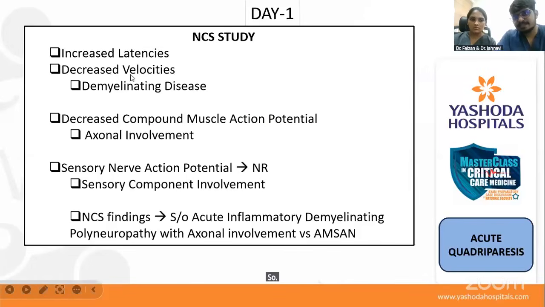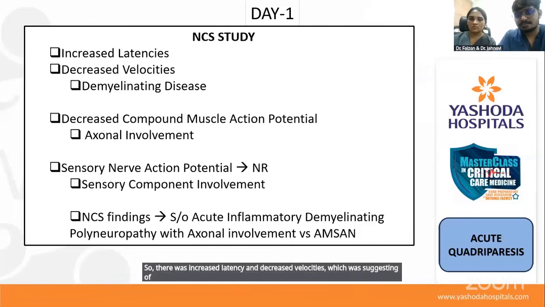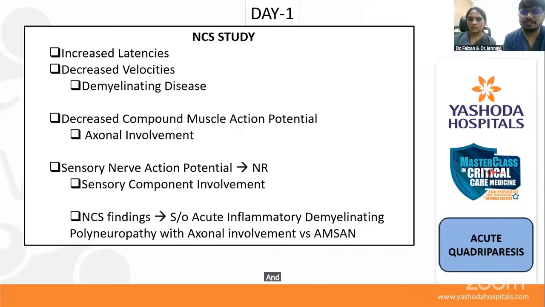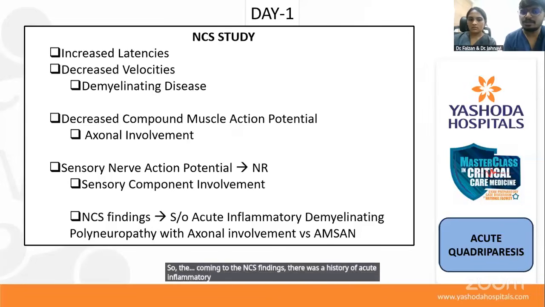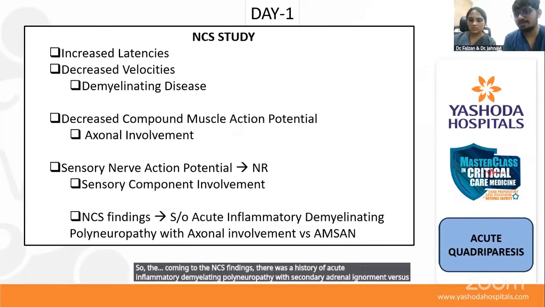There was increased latency and decreased velocities, which was suggesting of demyelinating disease, and there was decreased compound muscle action potential, which was suggesting axonal involvement, and the sensory nerve action potential was non-recordable. So coming to the NCS findings, there was suggestion of acute inflammatory demyelinating polyneuropathy with secondary axonal involvement versus acute motor and sensory axonal neuropathy.